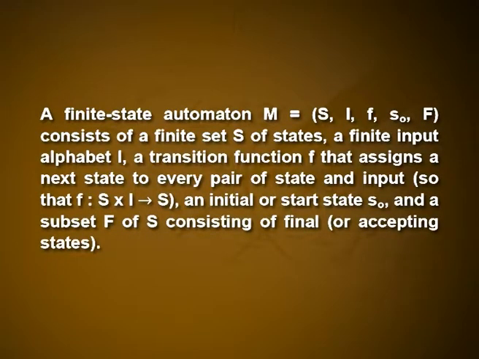Next, the definition. A finite state automaton M equal to (S, I, f, S0, F) consists of a finite set S of states, a finite input alphabet I, a transition function f that assigns a next state to every pair of state and input, so that f is a function from S cross I to S, an initial or start state S0, and a subset F of S consisting of final or accepting states. We can represent finite state automata using either state tables or state diagrams. Final states are indicated in state diagrams by using double circles.